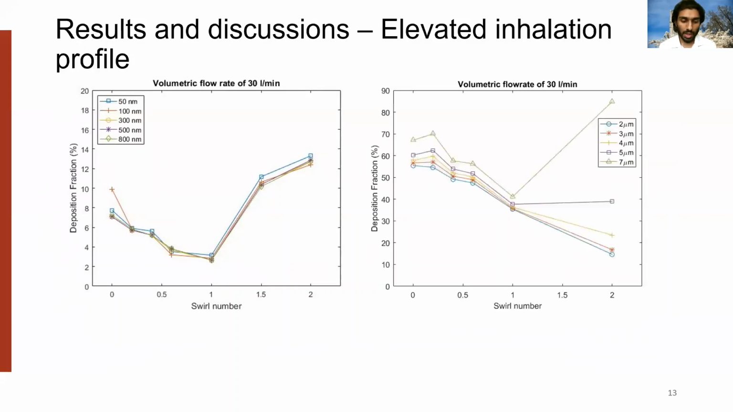For micron-sized particles, conversely to what was observed earlier, the increase in swirl number now causes an overall reduction in deposition fraction. This is because at such elevated profiles, the effect of helical flows is significant enough to reduce inertial impaction and at the same time not very high to cause sedimentation. The threshold in swirl number changes as the particle size increases, which causes sedimentation to become more predominant.